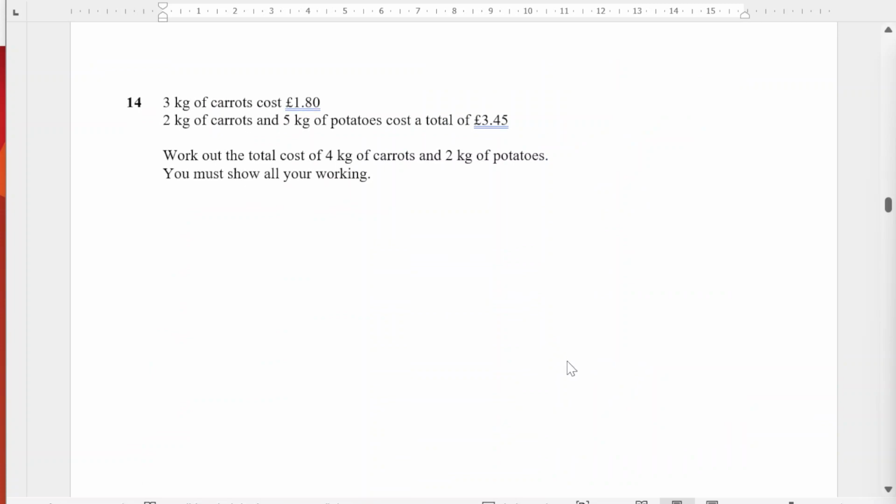Okay, question 14. 4 kilograms of carrots cost £1.80. 2 kilograms of carrots and 5 kilograms of potatoes cost £3.45. Work out the total cost of 4 kilograms of carrots and 2 kilograms of potatoes. So I'm going to form this into a very basic equation. I'm going to say C stands for carrots, so 4 lots of C is equal to £1.80. If I divide both sides by 4, then that would give me the cost of 1 kilogram of carrots is 60 pence or 0.6.